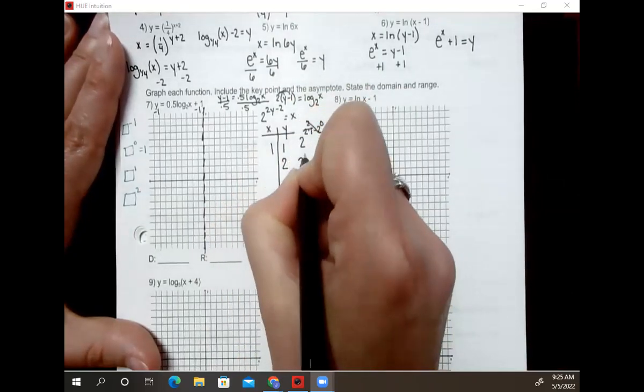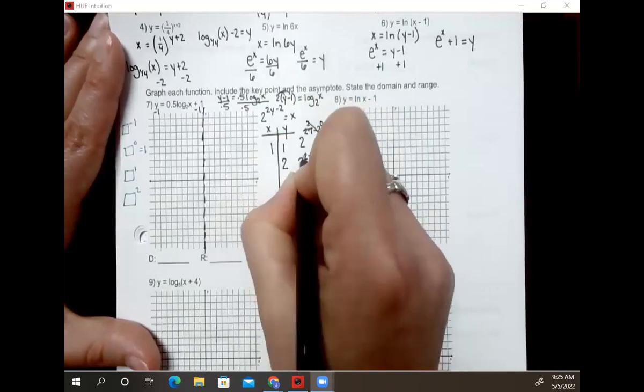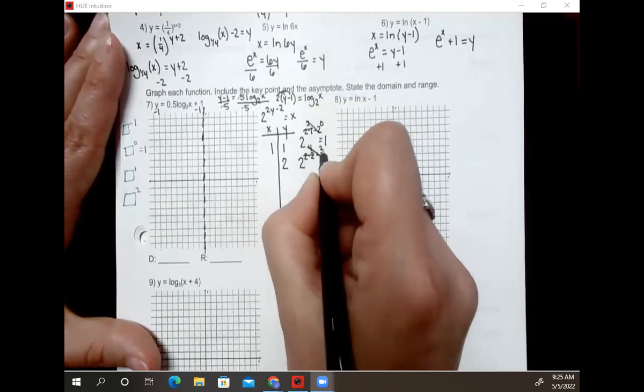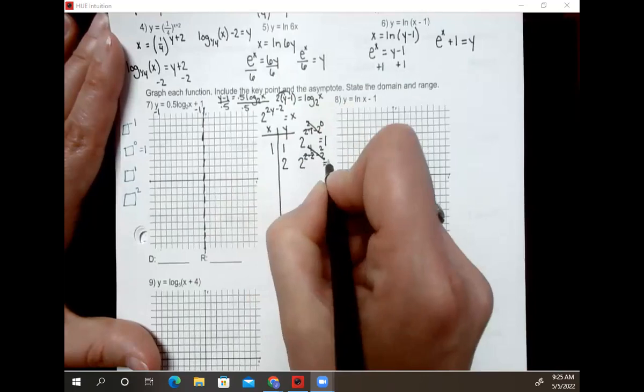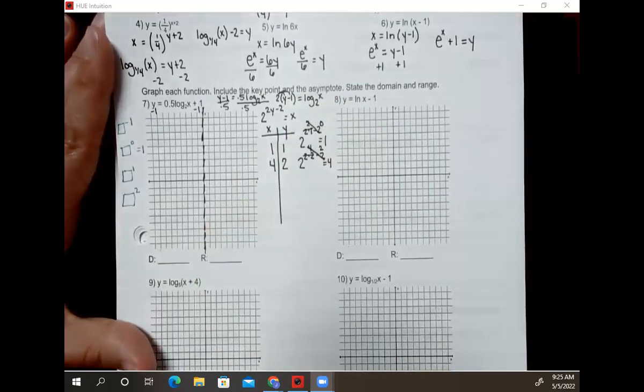So this would be 2. My exponent is 2 times 2 minus 2. 2 times 2 is 4. 4 minus 2 is 2. 2 squared is 4. That's not so bad.